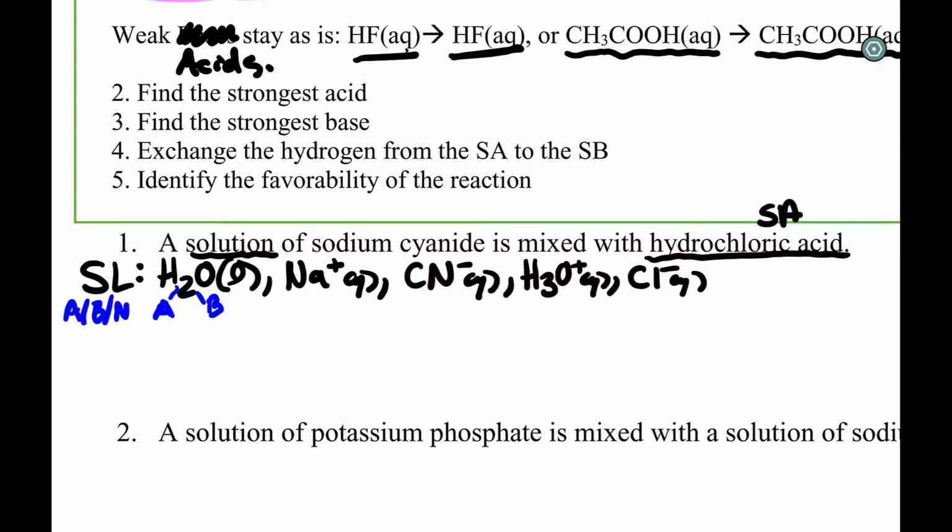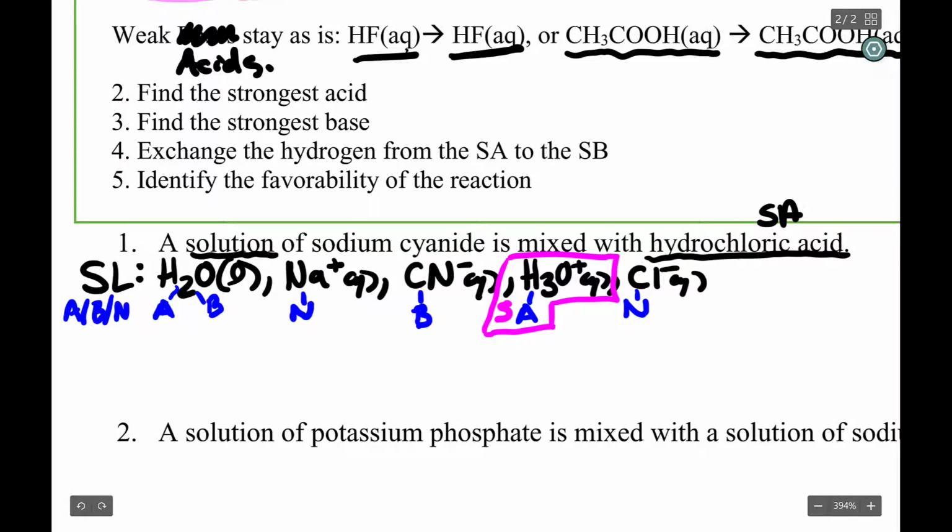Sodium ion is a group 1 ion. It's neutral. Cyanide ion is an anion and it is a base. H3O+ is a strong acid and Cl- is the conjugate of a strong acid, so it is neutral. I then identify my strongest acid and my strongest base. Well, the strong acid has to be my strongest acid. There's no doubt about that. I then only have two bases to work with. I've got water and cyanide ion. Water I would only choose as my base if I literally didn't have any other choice, but I do. Cyanide is a stronger base than water.